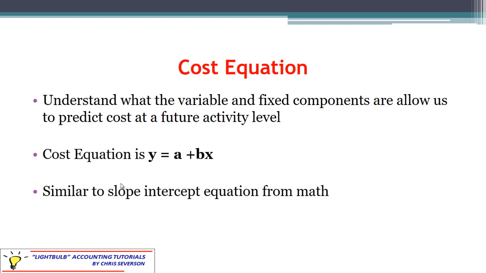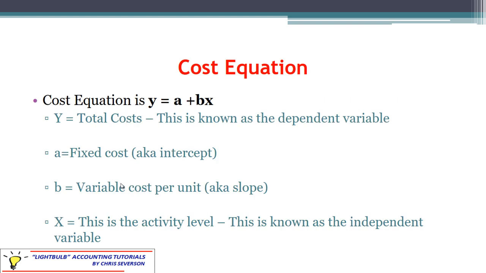So what I have in this middle bullet point is known as the cost equation. Y equals A plus BX. This is going to give us the equation for a particular line on a graph showing how cost will change as activity level changes. This equation may look somewhat familiar to you from basic math, graphing, charting. It's also known as the slope-intercept equation from math. It's the same concept behind it. In both cases, we're trying to find out how the line looks on a chart, how it slopes, where it intersects the y-axis.